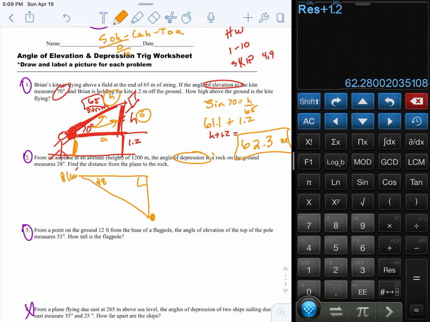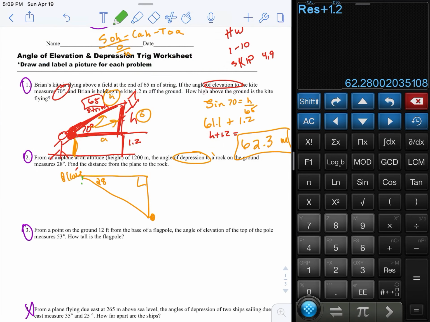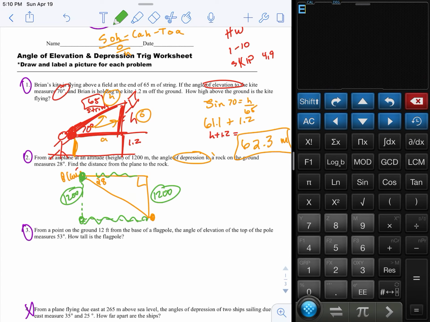Here's the plane. Okay. Now, here's what's weird about a depression. The plane height is actually here. But that's not part of our triangle. So this 1,200 meters actually goes over here because this number and this number are always the same. And then the same thing with this number down here is the same as that number. Find the distance from the plane to the rock. So from the plane to the rock, not the ground distance, but the distance from the plane to the rock. So I'm going to call that x.